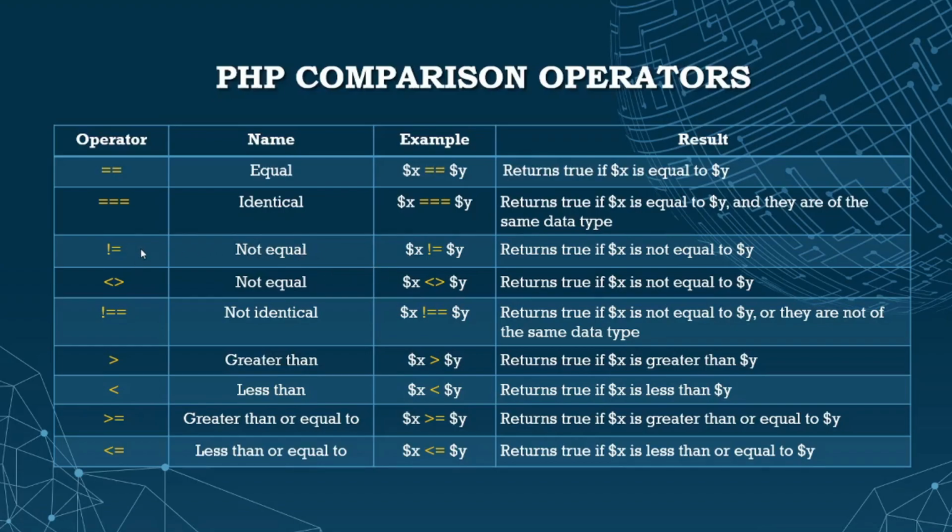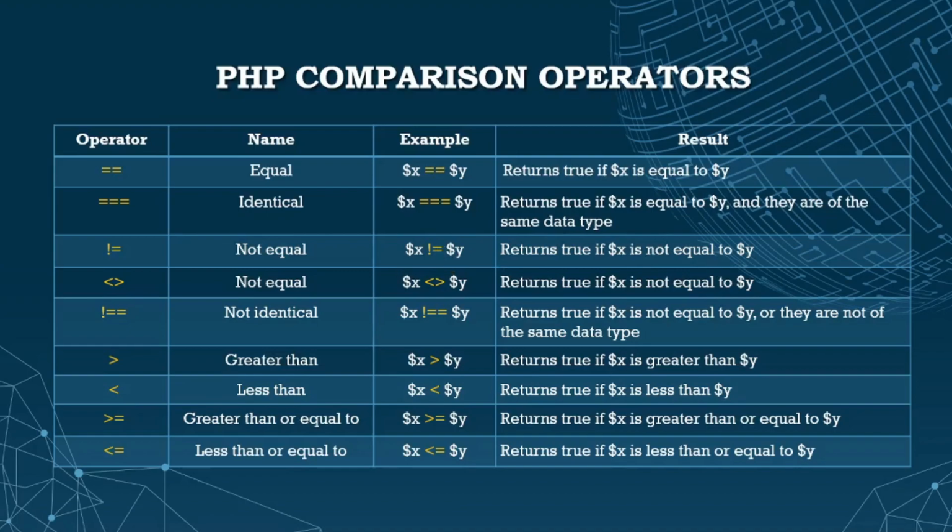Okay? Then we also have the not equal operator. So there are two types. We have yung exclamation equal and yung less than and greater than na mga character. So they are considered as not equal. So basically, it will return true if the x is not equal to y. Okay, based on our example.